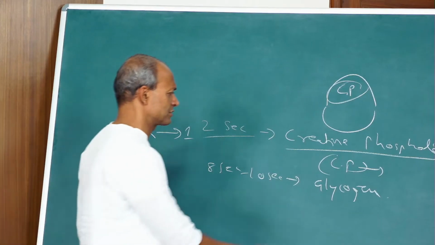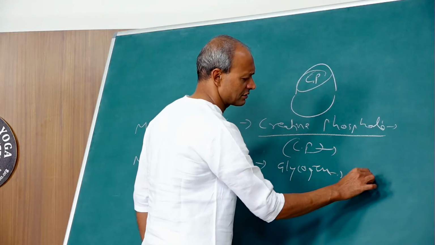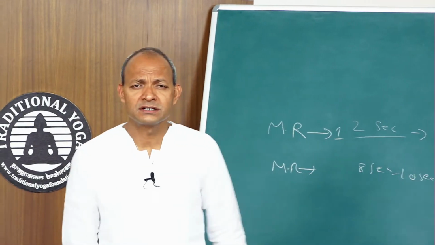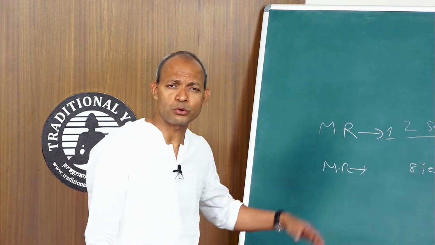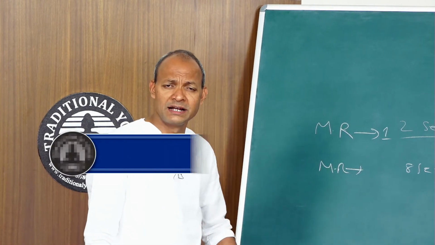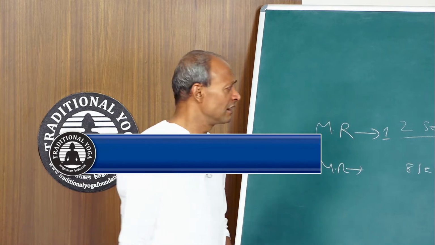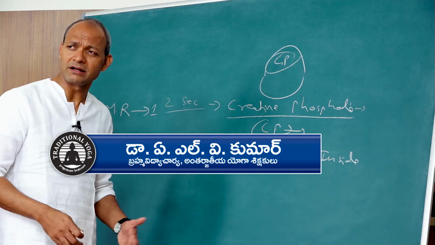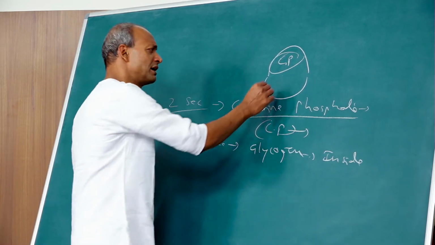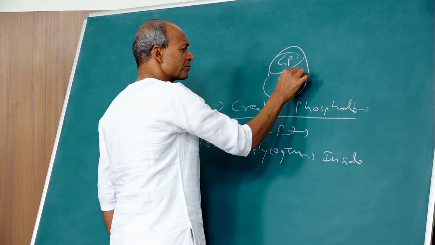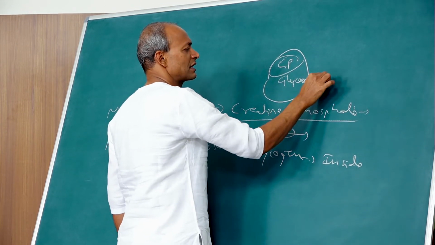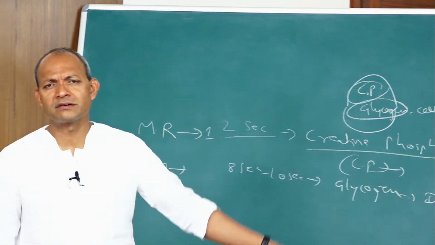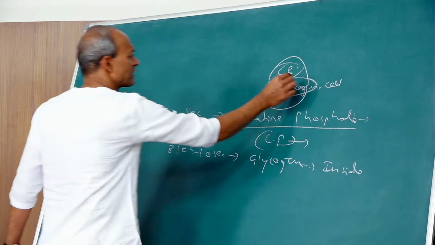Where is the glycogen? Glycogen is inside the cell first. When Usain Bolt is running the 100 meters, he doesn't have time to source his energy from the blood. It has to come from within the cell. Inside the cell, his entire practice is to build the reservoirs of glycogen. 50% of his cell is occupied with creatine phosphate and glycogen.